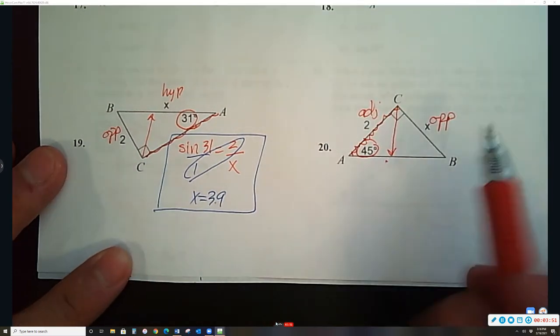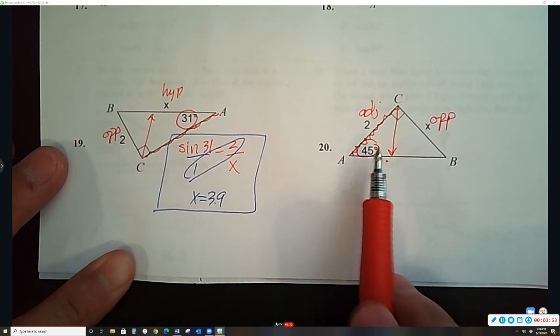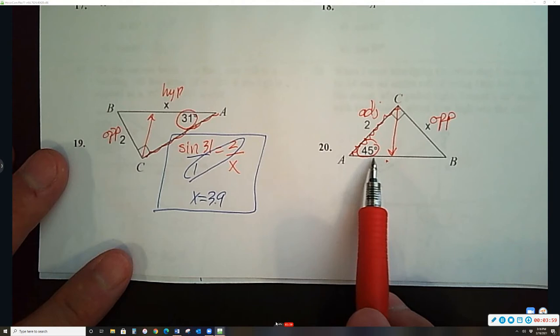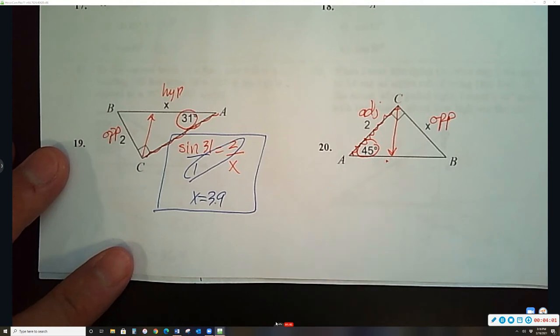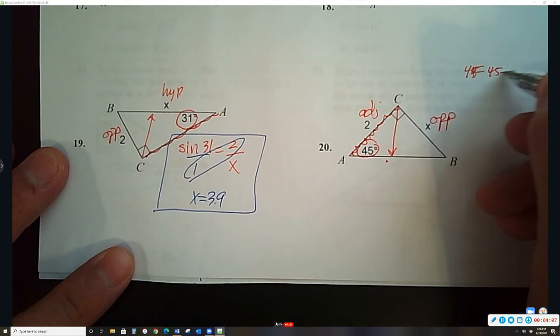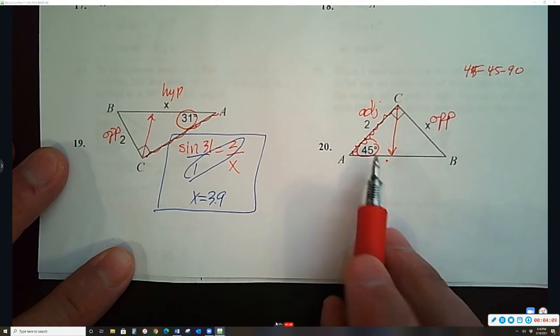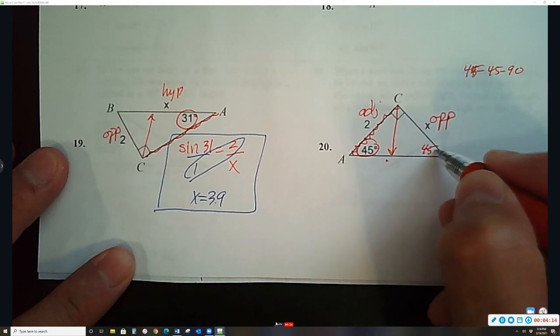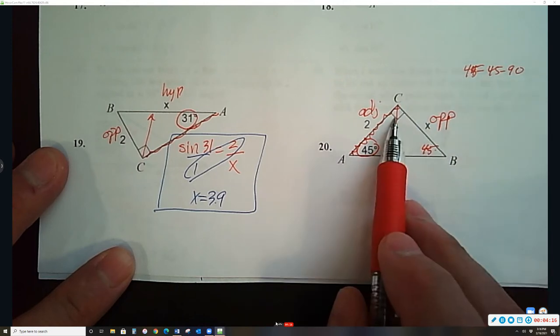And then this one, because we just finished special triangles, I'm going to show you guys something. Remember the special triangles? 45, 45, 90. Well, guess what? Look, this is 45. That means this one over here is 45. And then this one we know is 90.